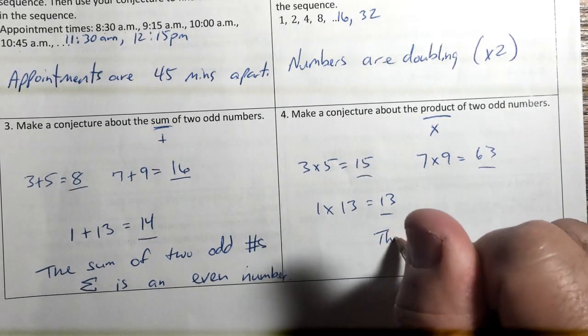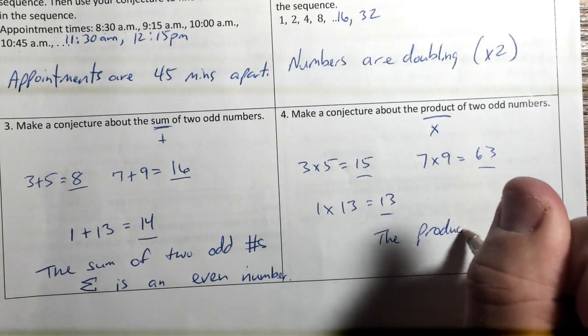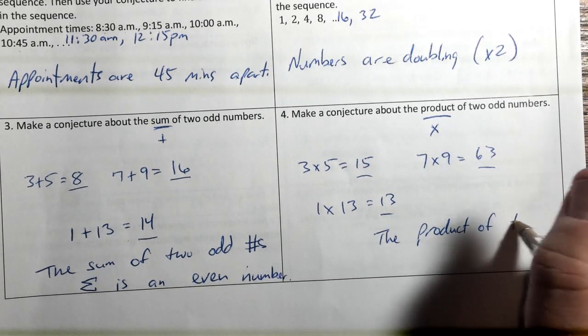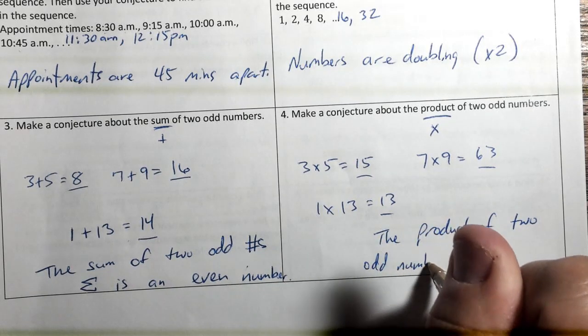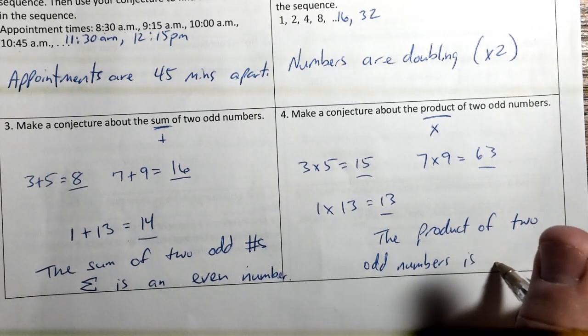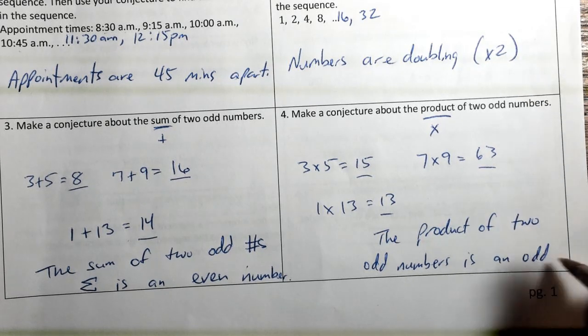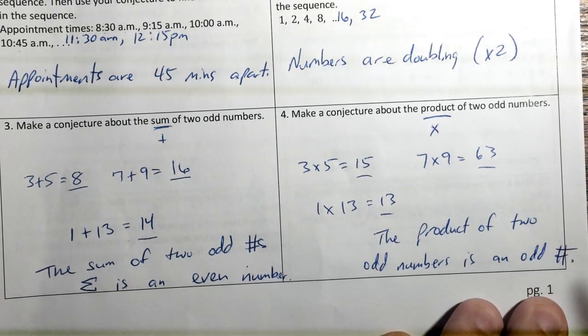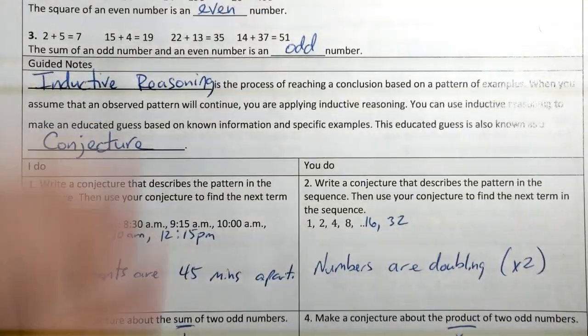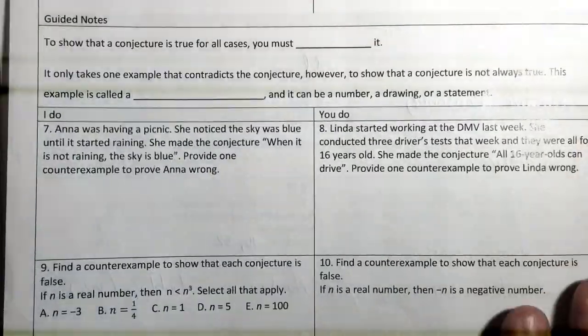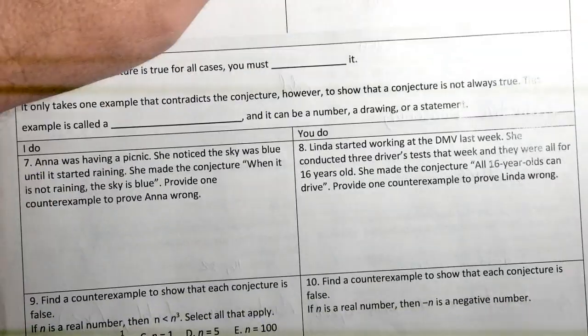So the product of 2 odd numbers is an odd number. Just write the pound sign number there because we're running out of space. Okay. Let's flip over here to page 2. This is a somewhat short lesson.